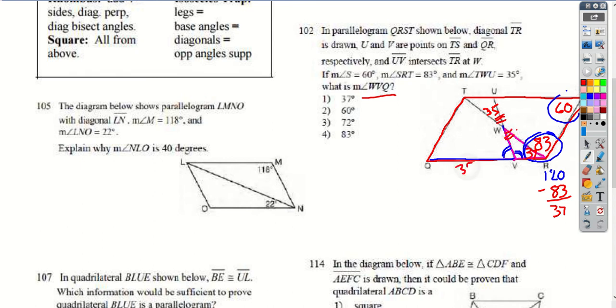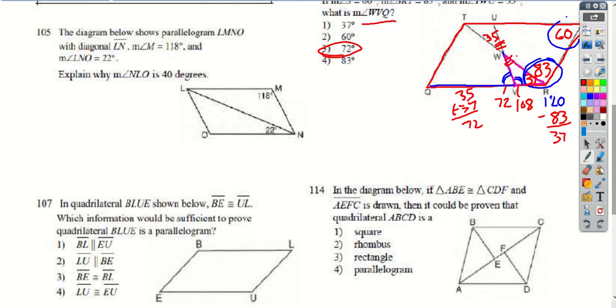So 35 and 37, when we add them together, is 72. Okay, and you can actually use the exterior angle theorem and get an answer of 72. But if you want to do 180 minus 72, that's going to be 108, and then 180 minus that will get us to 72 back. So that's going to be our answer.